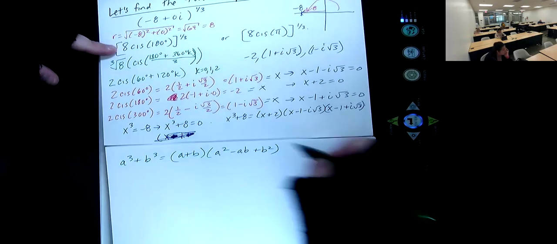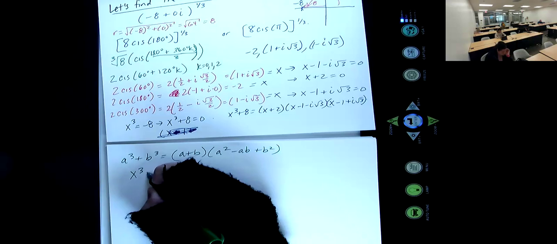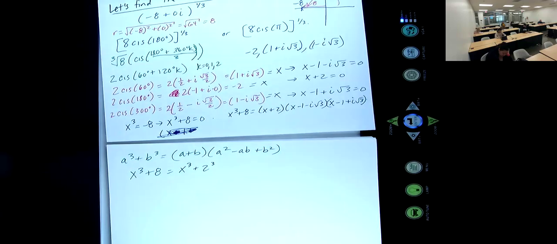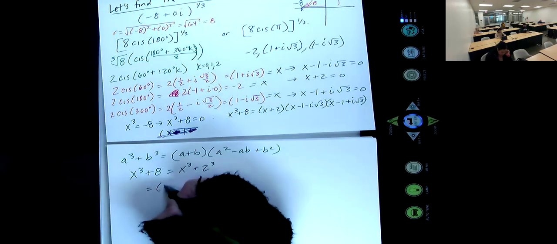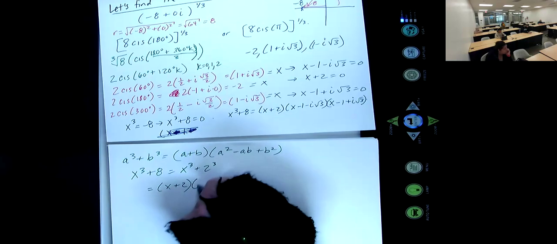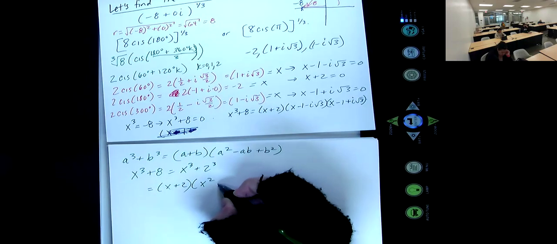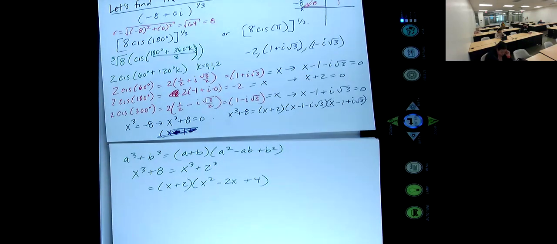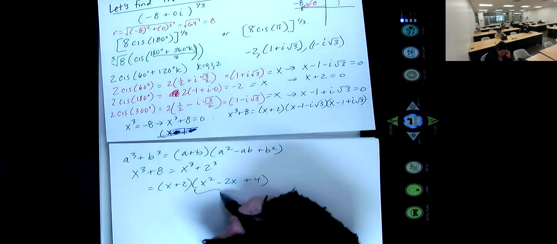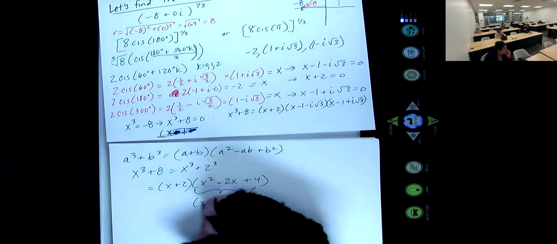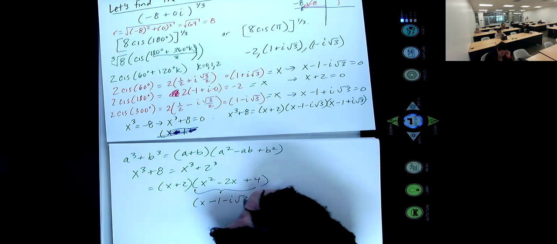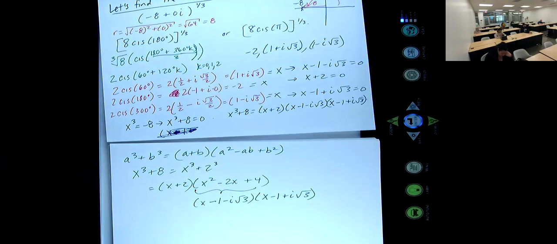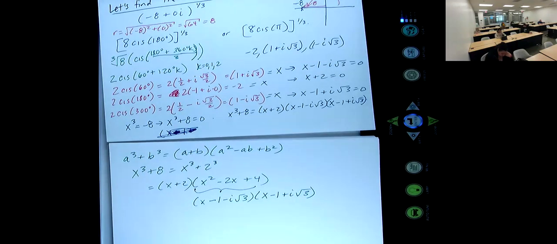Well, this is x cubed plus 8, which is x cubed plus 2 cubed. So following that formula, we have x plus 2 times x squared minus 2x plus 4. Apparently, this factors into x minus 1 minus i root 3, x minus 1 plus i root 3. But you would never have gotten that without using complex form.